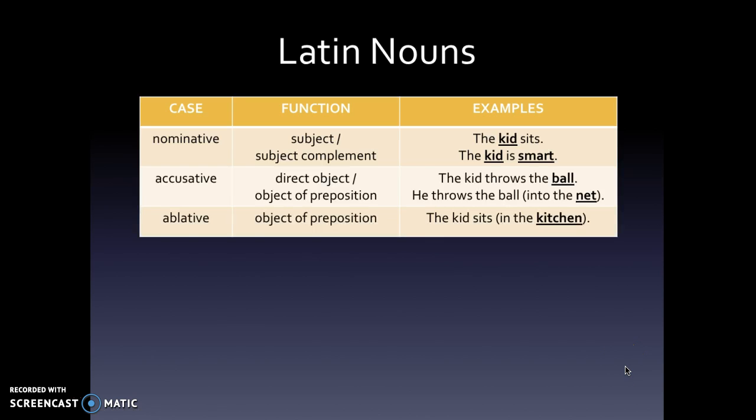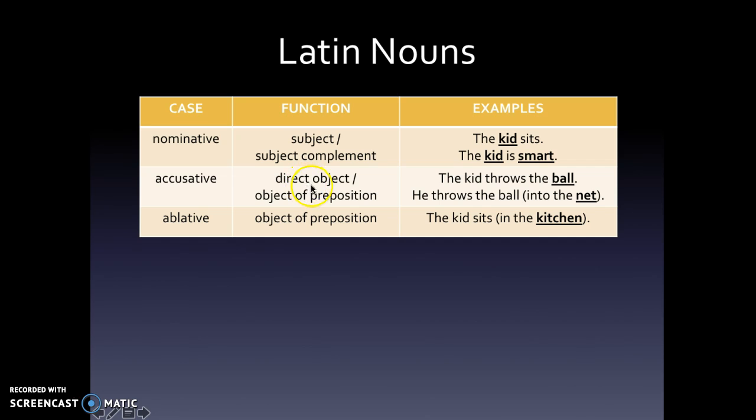All right, quick review of our case functions. In Latin, we have the nominative. The nominative is always the subject, or it could be a subject complement. For example, the kid sits. Kid is the subject. We know that kid is the subject in English because it comes in front of the verb and it's doing the verb. The kid is smart. Kid is the subject because it comes in front of the verb, but is a linking verb, and smart is a subject complement. It's saying that these two are the same things.